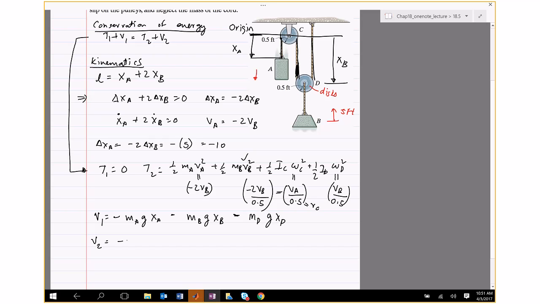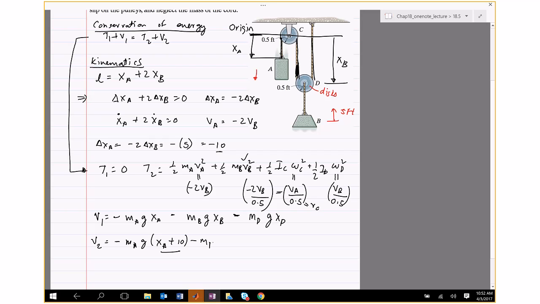The last thing left in this expression is V2. Let's write that down, and then I'll let you go, because it's a matter of putting it in the expression and simplifying. So it's MAG times XA plus, what's the distance moved by A? It's 10 feet downwards. XA plus 10 is the distance moved downwards, so this is positive, but the potential is negative because it moves downward. It's XA plus 10 from the datum.